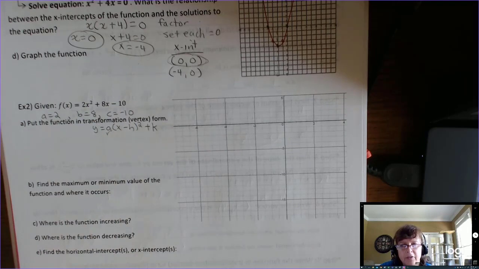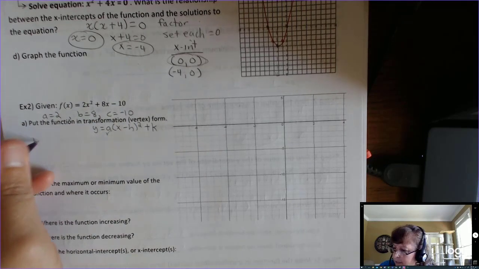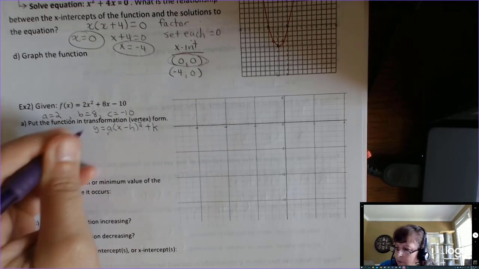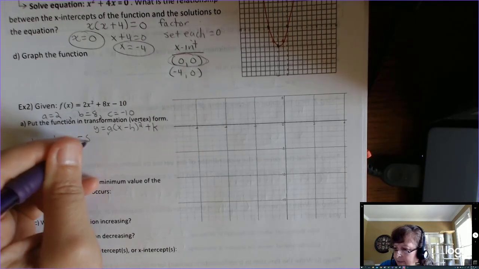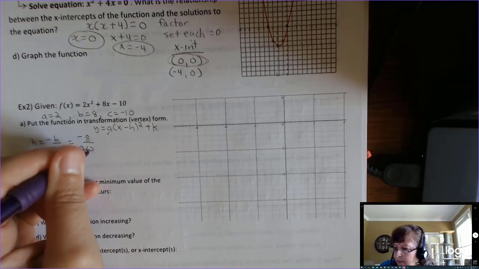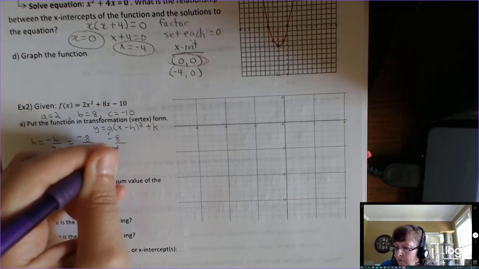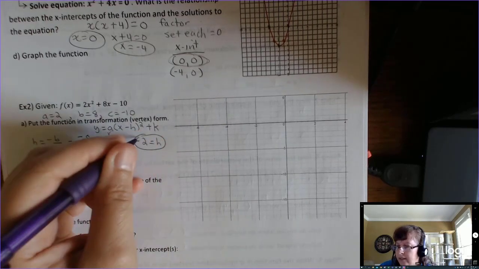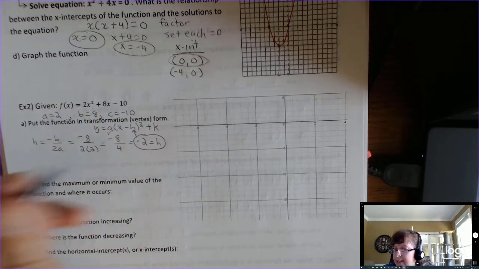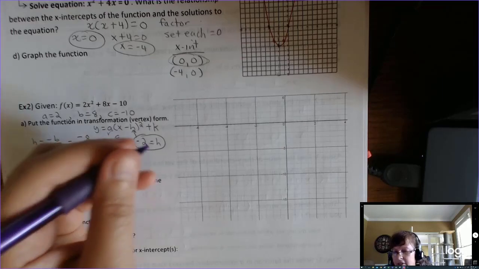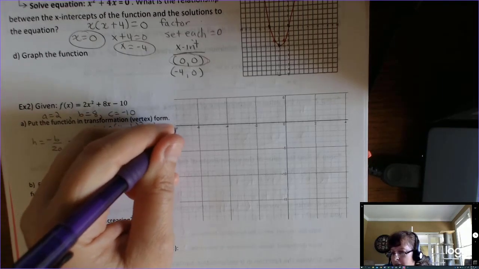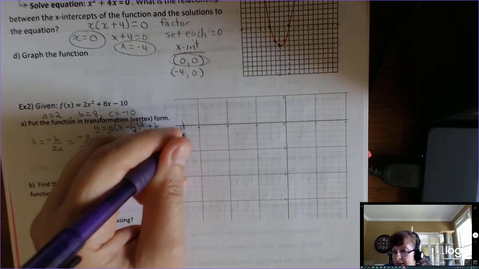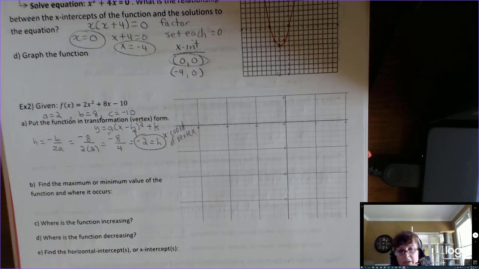How do I find H? H is negative B over 2A. Memorize that. So if 8 is B, then negative 8 is negative B over 2 times 2, which is negative 8 over 4, which is negative 2. That's my H. That goes right there. Don't fall in love with H. It's really just the x coordinate of the vertex.